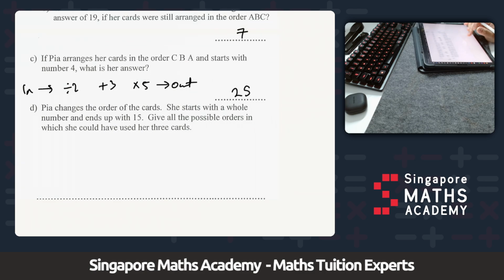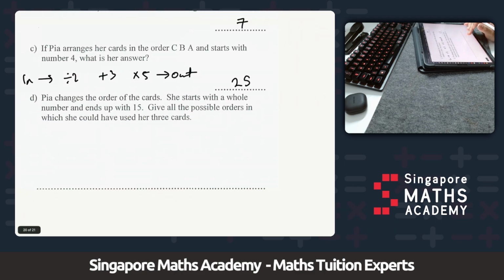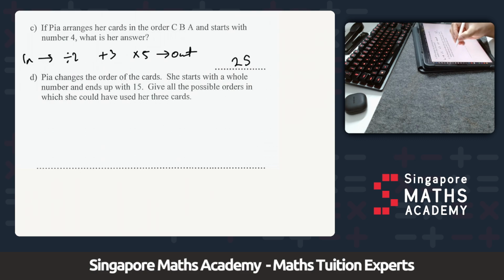Now this last question is a bit more challenging. Okay, so let's have a really good think about this. If Pia changes the order of the cards, she starts with a whole number and ends with 15, which is also a whole number. Give all the possible orders in which she could have used the 3 cards. So let's have a rethink about the cards now. Card A was multiplying by 5. Card B was add 3, and card C was divide by 2.